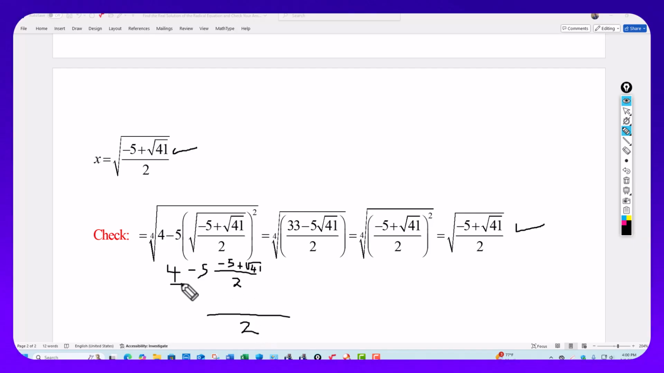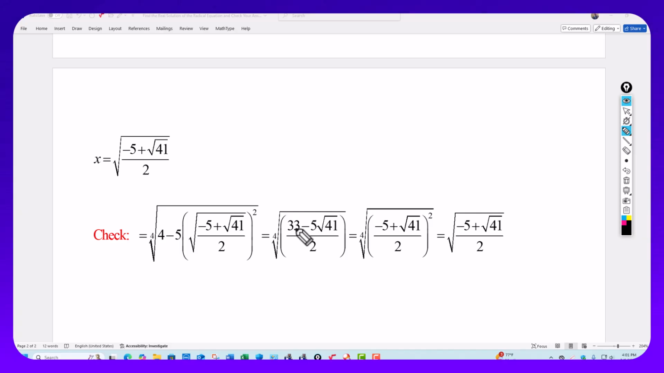And let's multiply here by 2 here, and 2 here. Get a common denominator, so this will be 8 then. Then minus 5 times a minus 5 is a plus 25. Now minus 5 times radical 41 is minus 5 radical 41. And then these two add up together. 8 and 25 is 33. And I get 33 minus 5 radical 41 over 2. So we get that. So that's okay.